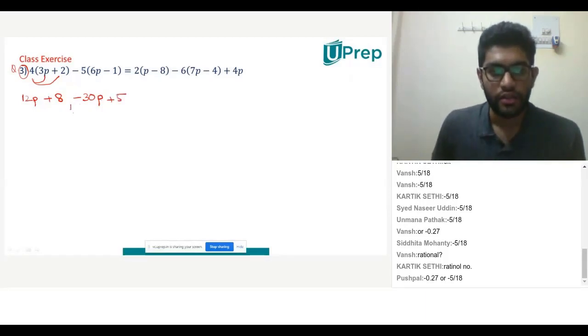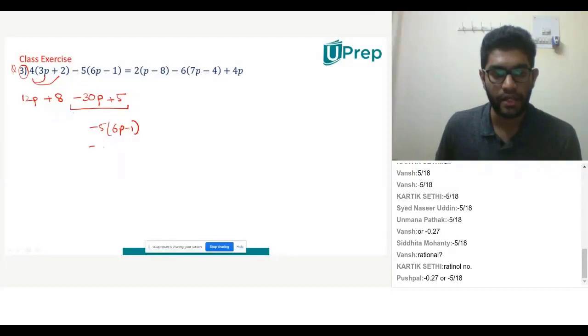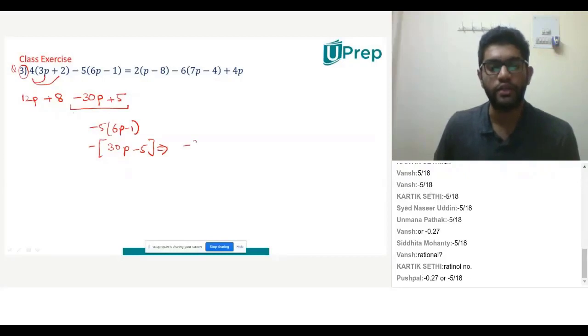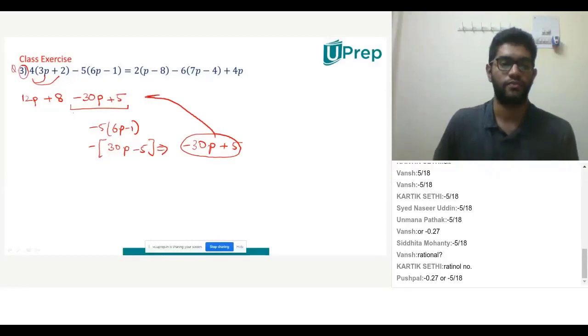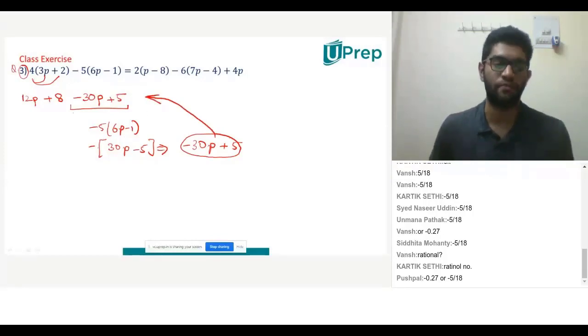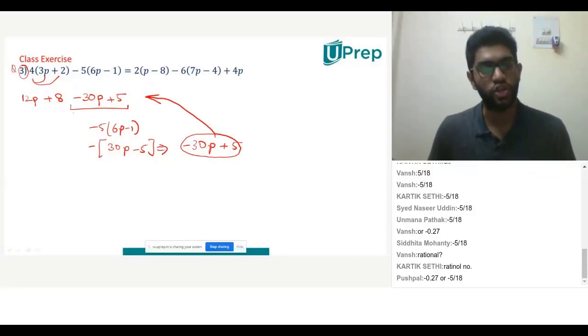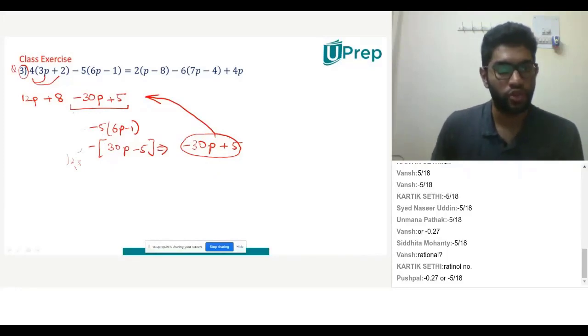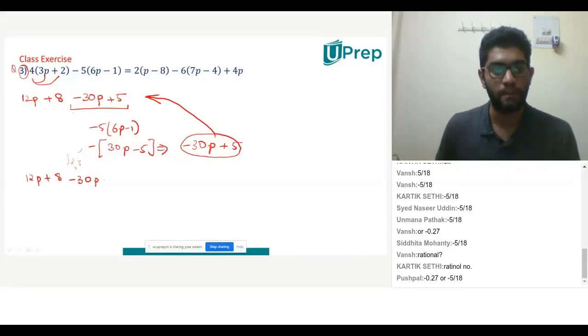Now look, over here, it was minus 5 into 6p minus 1. I could have written minus of 30p minus 5 and then opened it again to write 30p plus 5. This is the same thing that I'm getting here. So I'm just trying to eliminate this extra step for the signs. But if you guys want to be really sure, it's okay if you put in that step. Okay, so over here we have 12p plus 8 minus 30p plus 5. The LHS is clear.